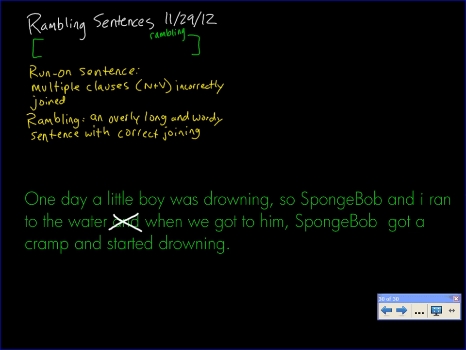One day, a little boy was drowning, so SpongeBob and I ran to the water. When we got to him, SpongeBob got a cramp and started drowning. Excellent. I think that works. The solution for a rambling sentence is to find the conjunction point, as Julianne did, and cut the sentence there. So she just removed that conjunction, included a period, capitalized the W, and she's good to go.